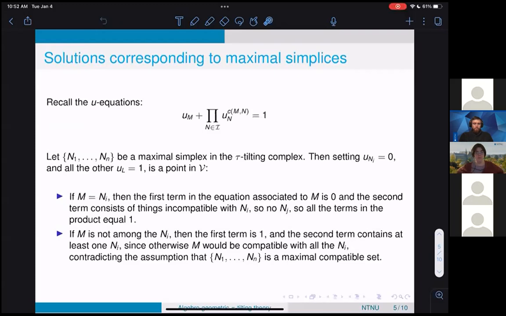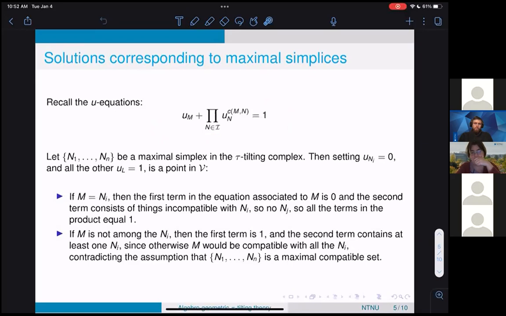So if I have a maximal simplex in the tau tilting complex, so this is a maximal collection of n modules or shifted projectives that are mutually compatible, then that determines a particular point in the variety cut out by these equations. I can set the u_i to be 0 and everybody else to be 1, and that will work. And it's because you just think about what's happening in this equation.